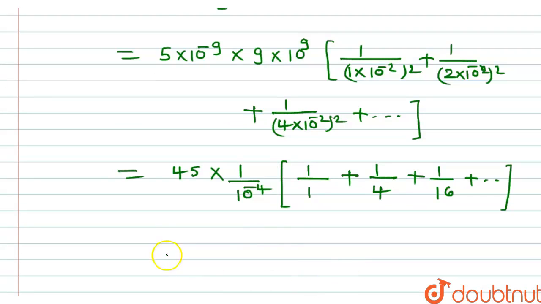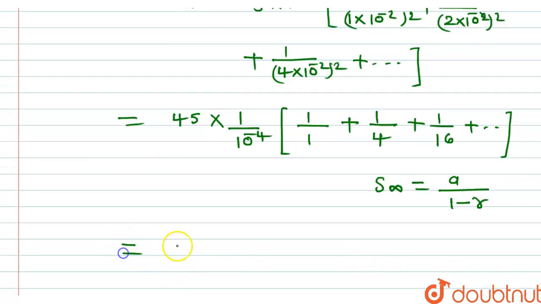So here, by using the relation, as the series continues up to infinity, we know that S infinity will be equal to A divided by 1 minus R. So here the value of A is 1, so putting these values, 45 divided by 10 raised to the power minus 4, in bracket 1 upon 1 minus minus 1 by 4.